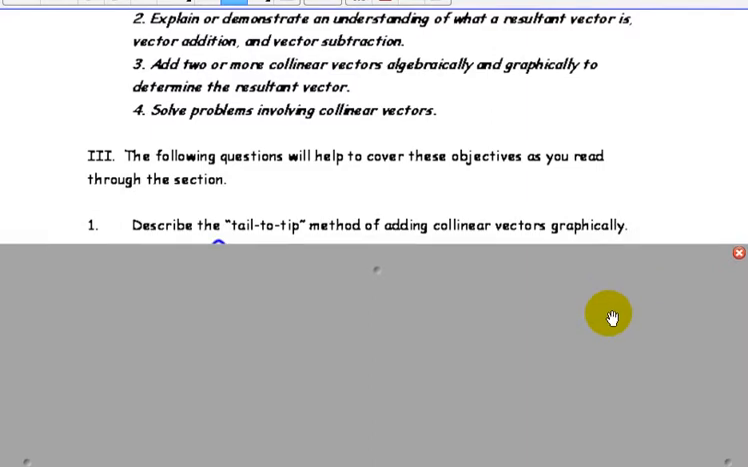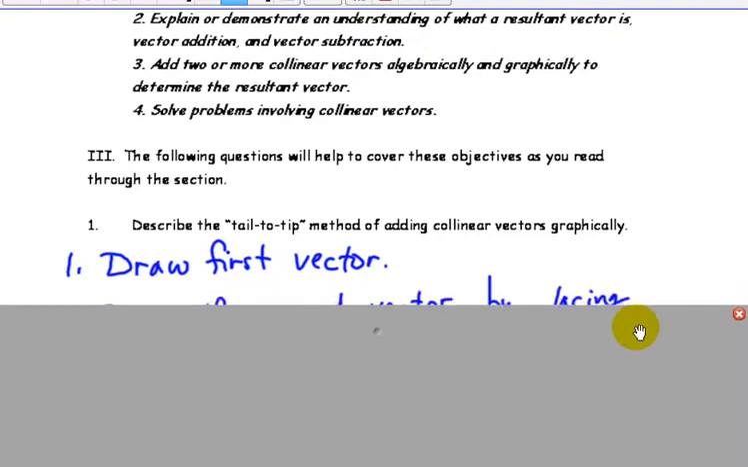So the tail to tip method is how you add vectors together, how you add these various movements. You can almost think of it as like a map direction. If you're having a map for treasure, there's certain steps you have to follow, then the result is where you end up being from the starting point. Very similar here. So earlier you learned how to draw a vector.